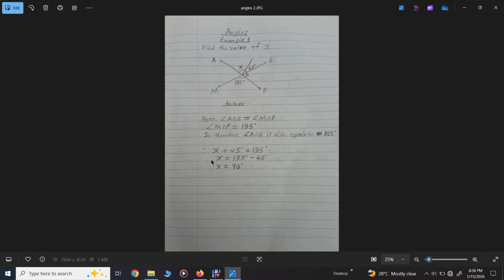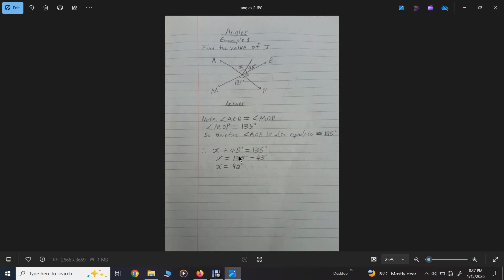So therefore, this angle plus this angle is equal to 135 degrees. So therefore, x plus 45 degrees is equal to 135 degrees.